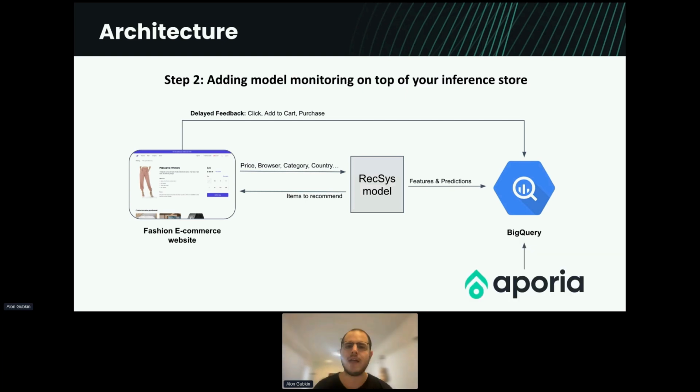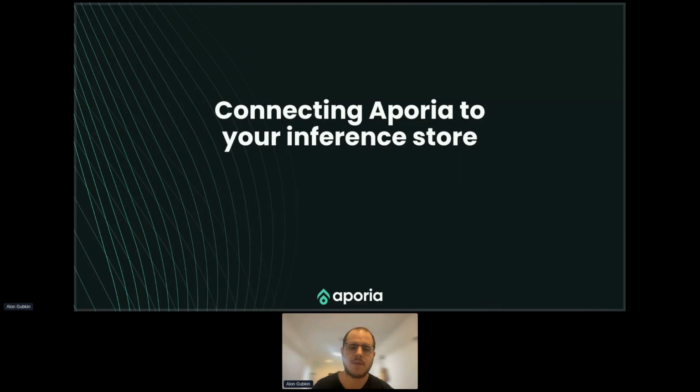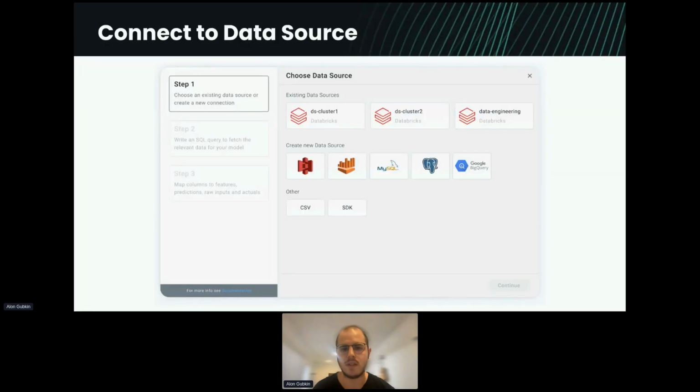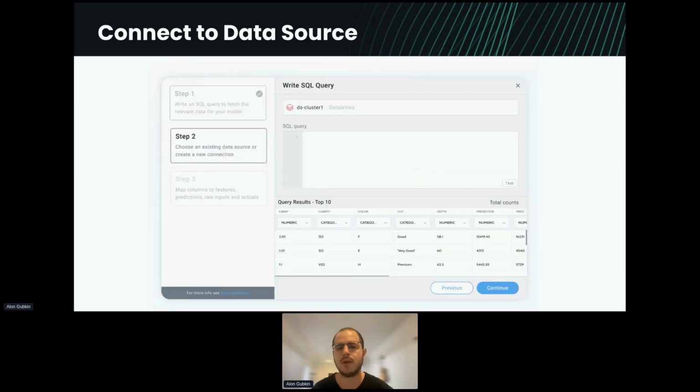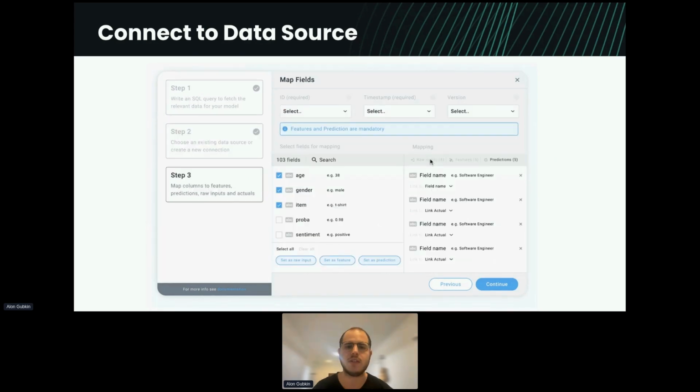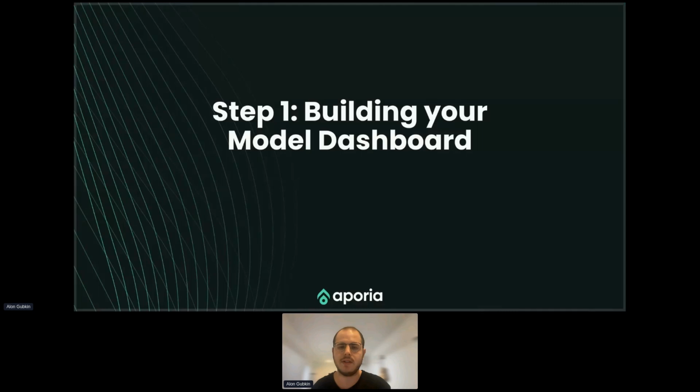And on top of your data lake or inference store, you can basically add a model monitoring system to start analyzing this data at scale. So how does connecting Aporia, which is a model monitoring system, to your inference store look like? The first step is really to choose the data source. Your data source could be Databricks or BigQuery or any other database. You can write a SQL query to fetch the information and then map the different columns. Maybe some of the columns are features, some are predictions, and some are delayed feedback, as we've discussed before.